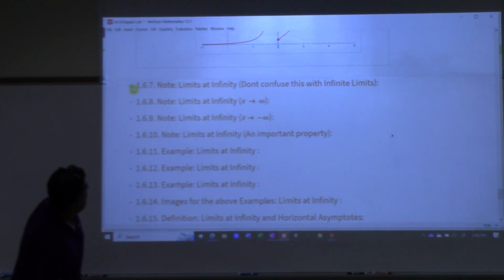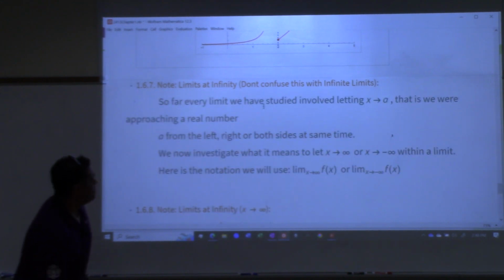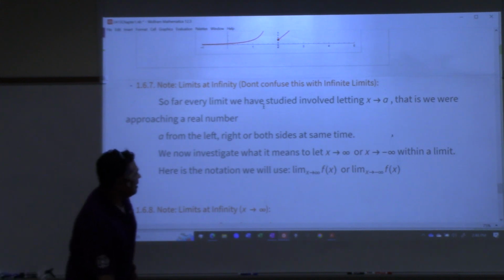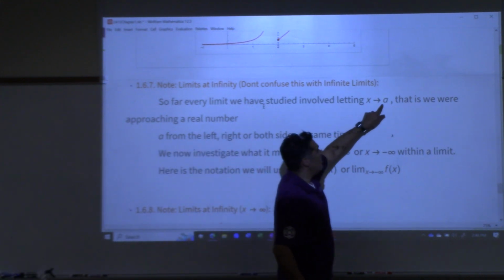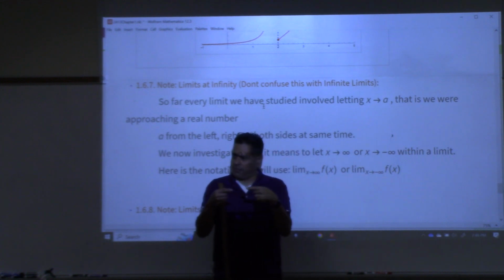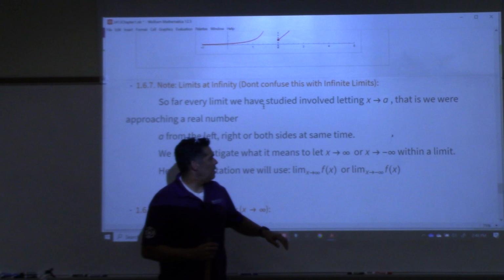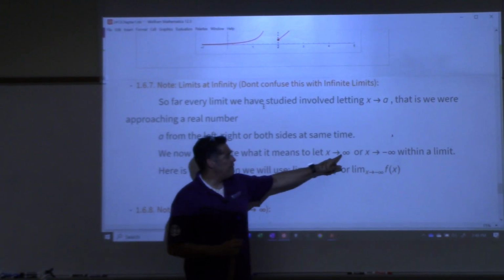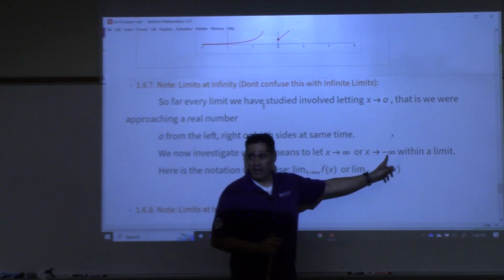Now we're going to talk about limits at infinity. And these are not to be confused with what we just talked about. Up to this point, every time we've taken a limit, we've let x approach some number a, either from one side or the other or both. Now we're going to let x approach infinity or negative infinity.